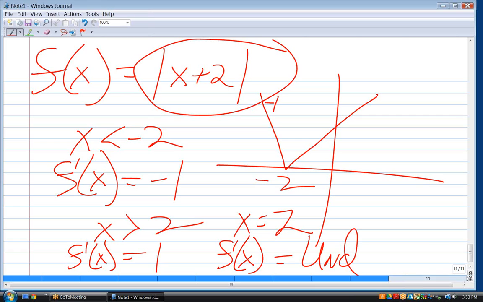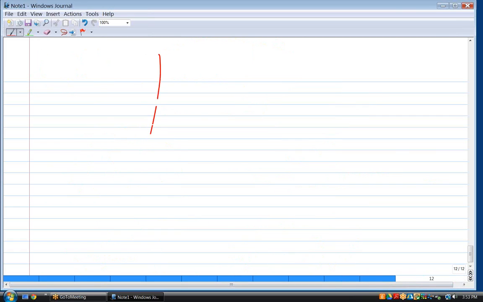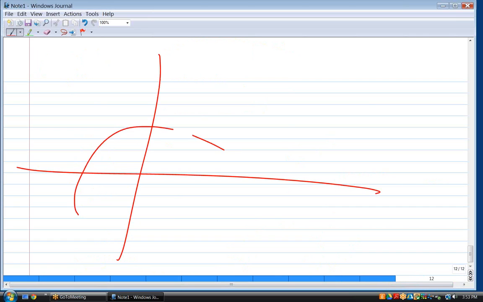Let me give you another function that is not always differentiable. If I have a function like this, well, I can see that's differentiable everywhere. I can figure out the slope no matter where I'm at.